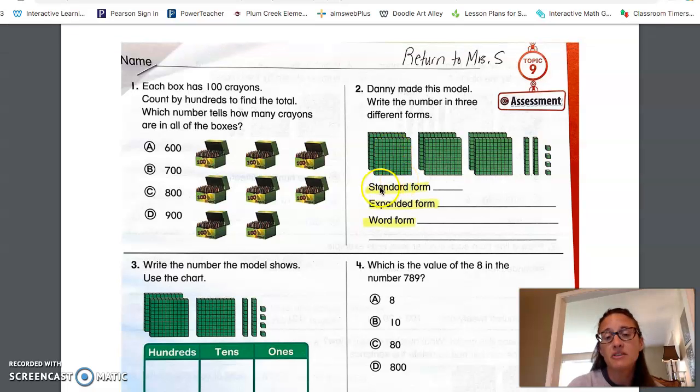Right here on number 2, it says standard form, expanded form, and word form. I would remind them, standard form is when you're using the digits. So here we would have a 3-digit number. So here on standard form, you should have 3 numbers, 3 digits. Expanded form would be your 100, how many hundreds, plus how many tens, plus how many ones. Word form would be writing it out. We talked about writing it like it's on a check.